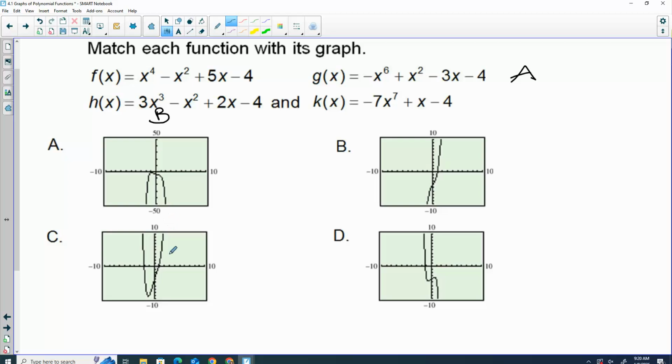Okay, both ends are pointing up, so it's an even power, positive coefficient, so that would be F. This one, ends are going opposite directions, so it's an odd power, but it's flipped, so a negative coefficient. So that would be this one. How do we do on this?